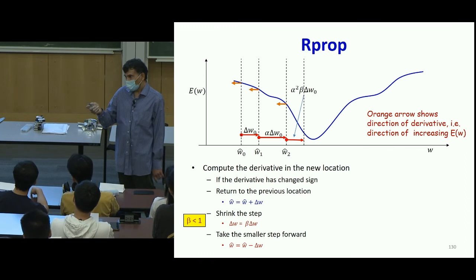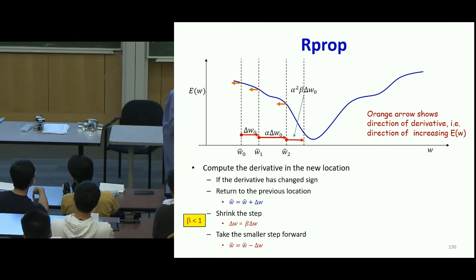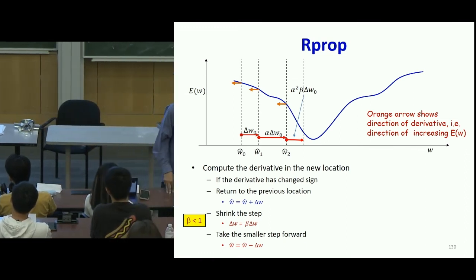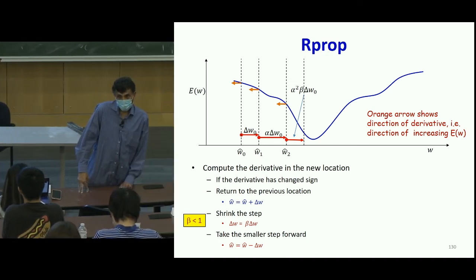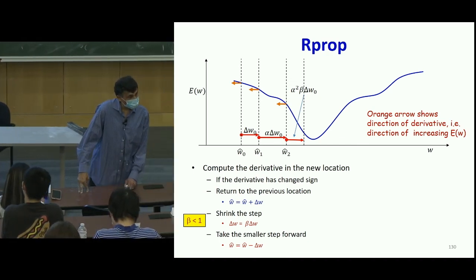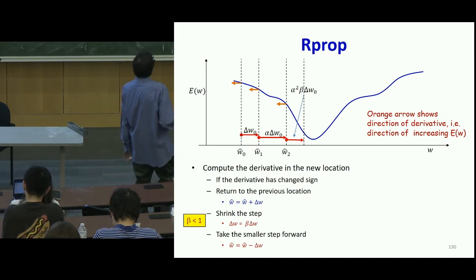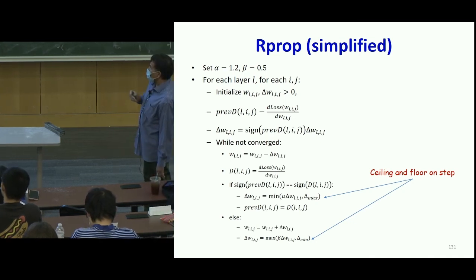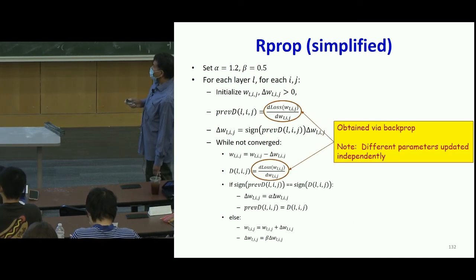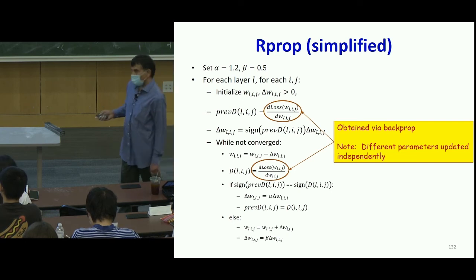Calculating the derivative. If I want to calculate the sign of the derivative, I need the derivative. You still need backpropagation, right? Backpropagation will give you the derivatives, it will give you the sign of the derivatives, and you can use this rule to actually update your parameters. Very simple. And again, I have pseudocode for it, but the key point is the logic is very simple.